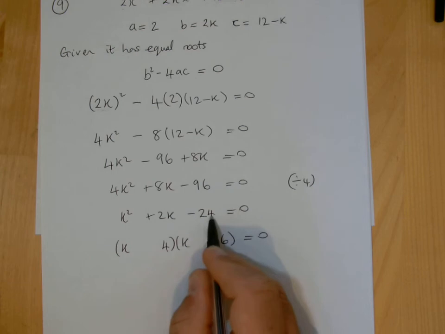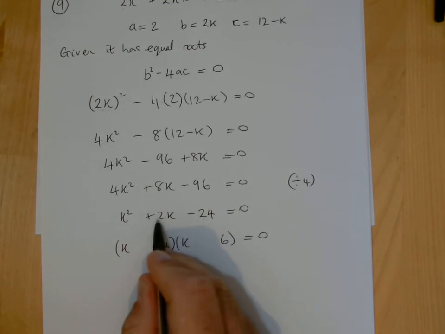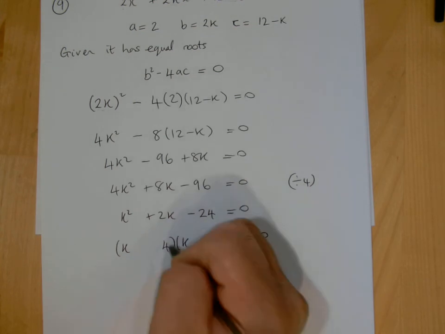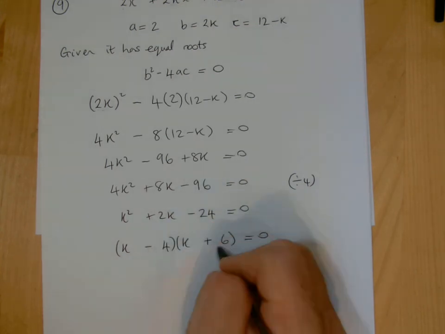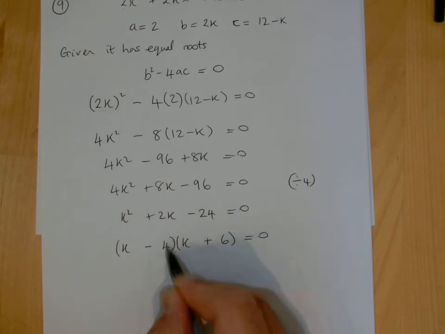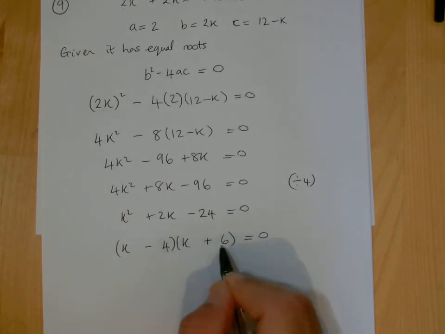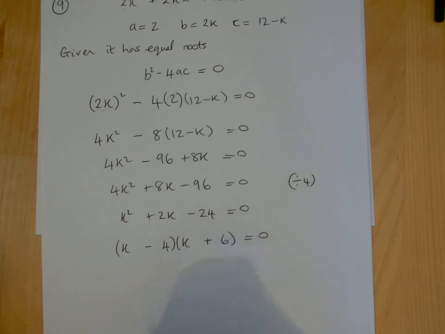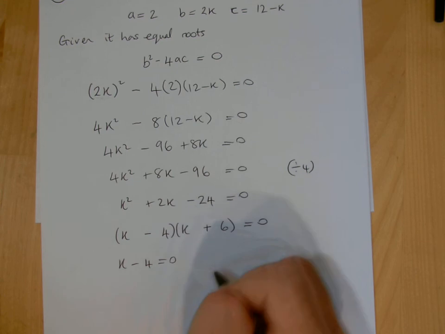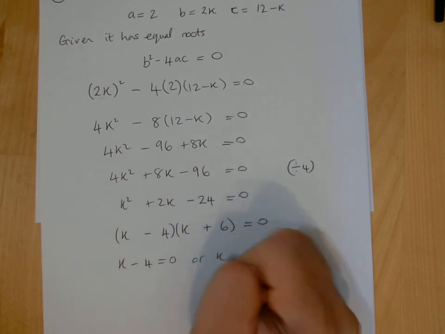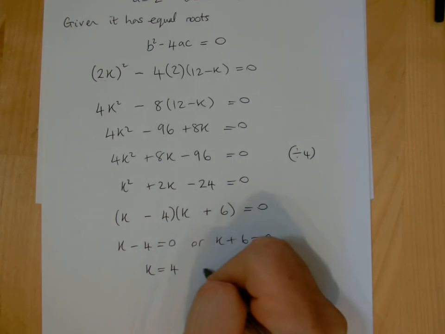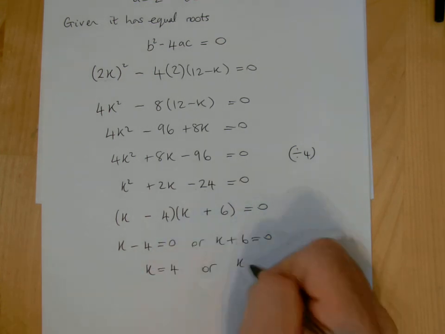6 and 4 multiplies to give 24. Now to make them add up to give plus 2, I need to make the bigger value positive and then take away the 4. So plus 6 take away 4 is plus 2. And they will multiply, of course. When you check that, it's important you check that they will multiply to give minus 24 in this case. So we've got k minus 4 equals 0, or k plus 6 equals 0. So we've got k equals 4, you check that over, or k equals minus 6.